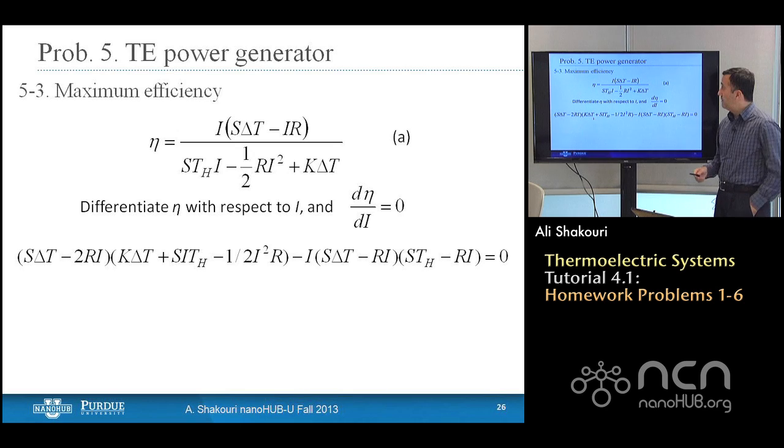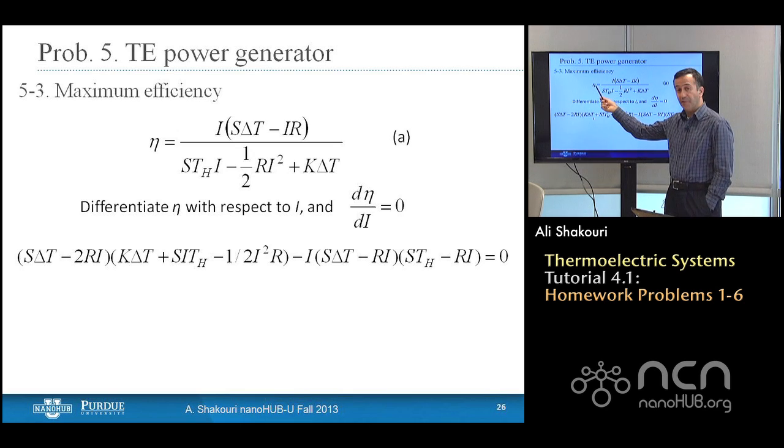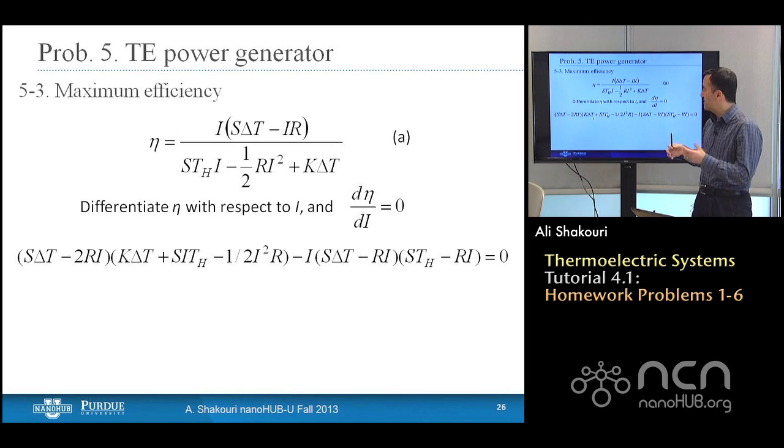Now let's calculate the efficiency. The efficiency of power generation is the amount of power generated divided by the total amount of work. Power generated, I told you, is current times voltage. This is S times delta T, the total voltage generated, and IR is the internal resistance drop of this thermoelectric. That's the amount of loss.